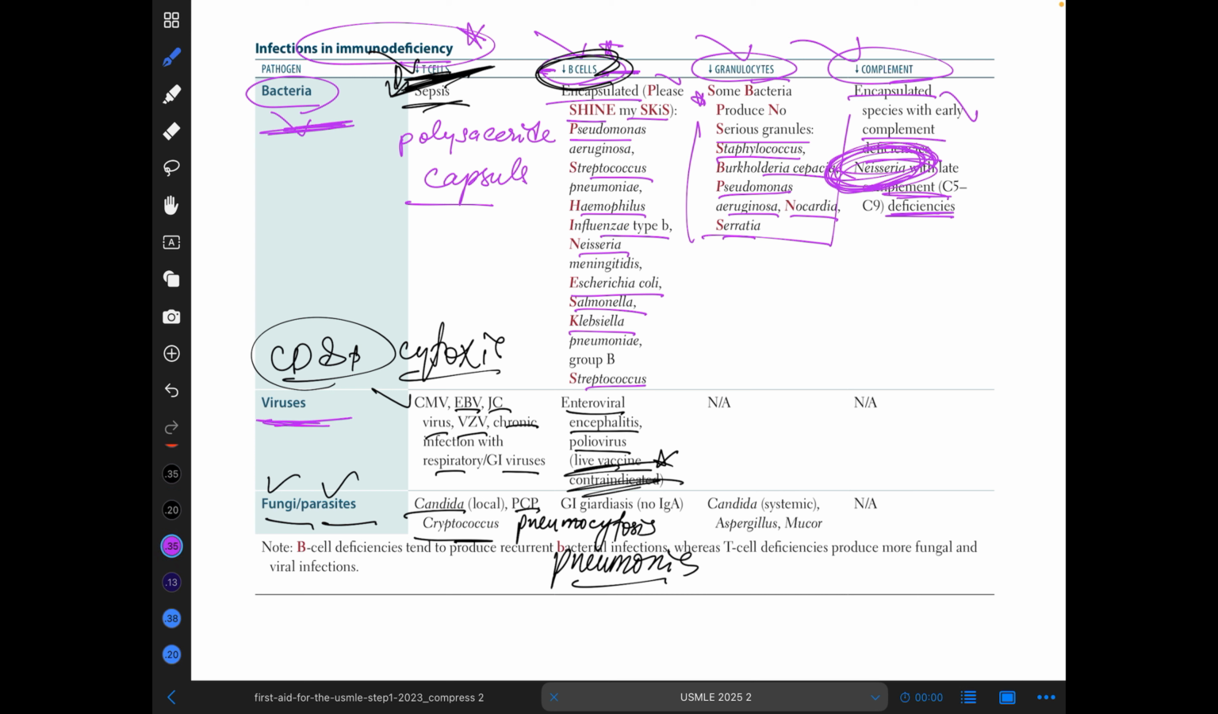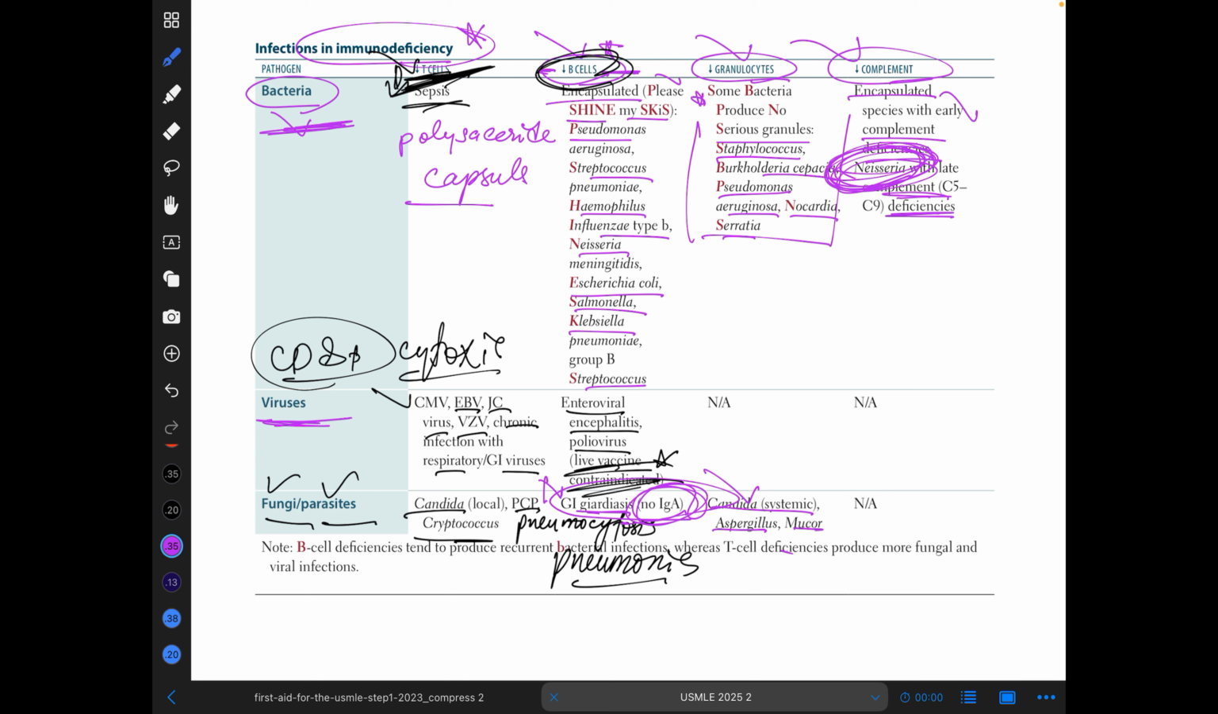Secondly, if there is a decrease in B cells, then there is a high risk of recurrent GI infection, giardiasis, due to a decrease in IgA, because IgA is produced by B cells. And also if the granulocytes decrease, there can be systemic candidiasis infection, Aspergillus and Mucor.